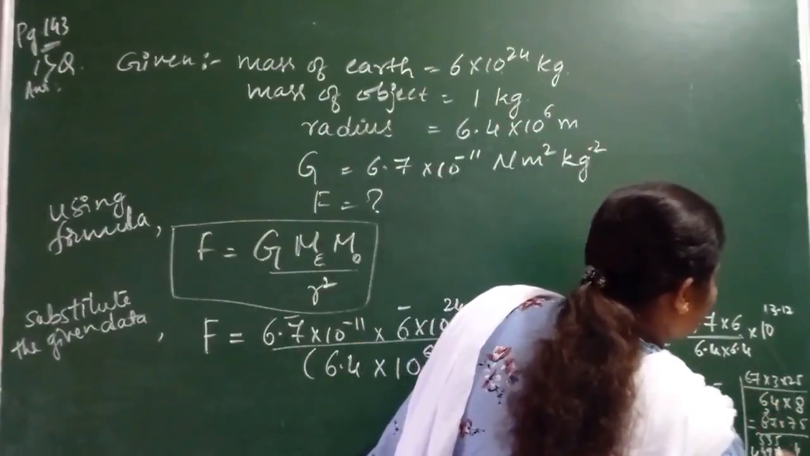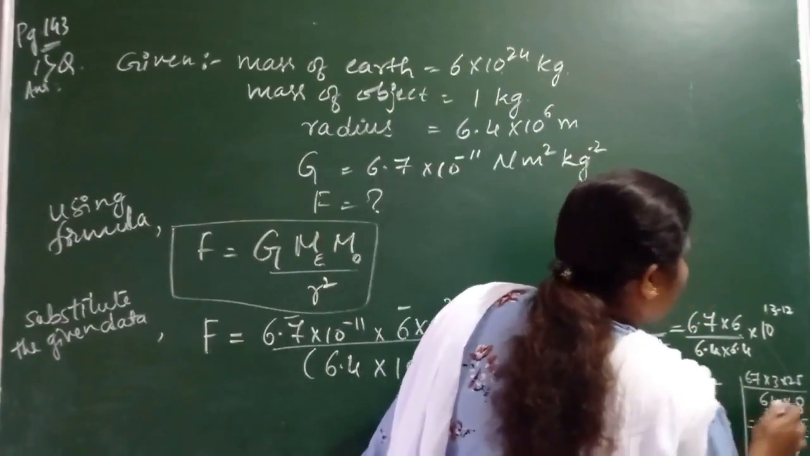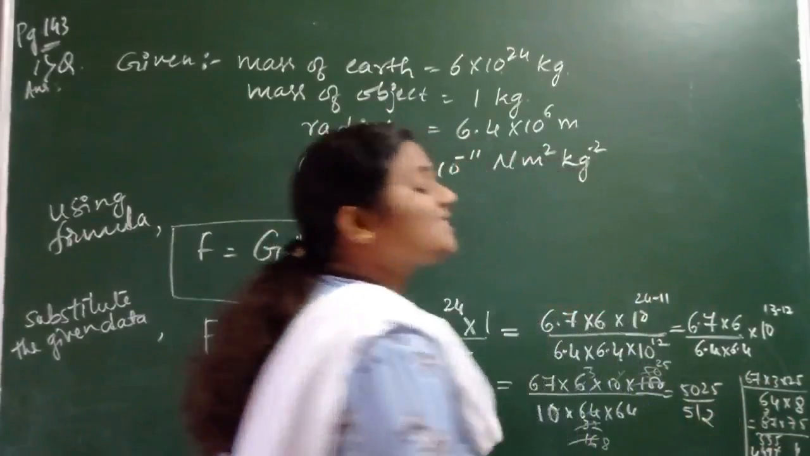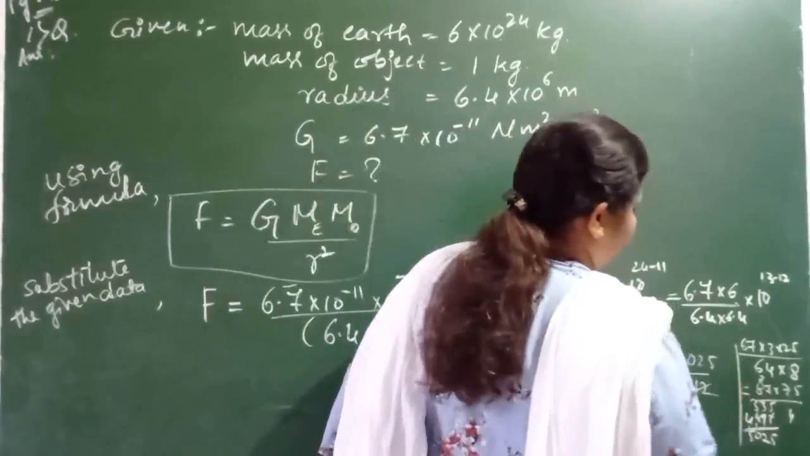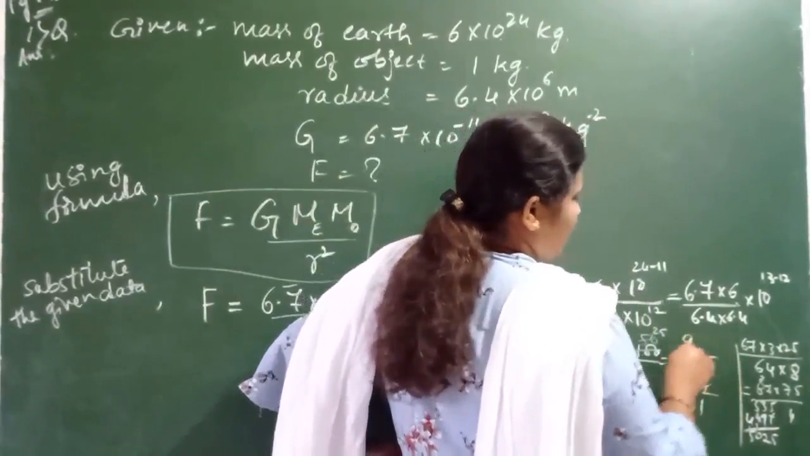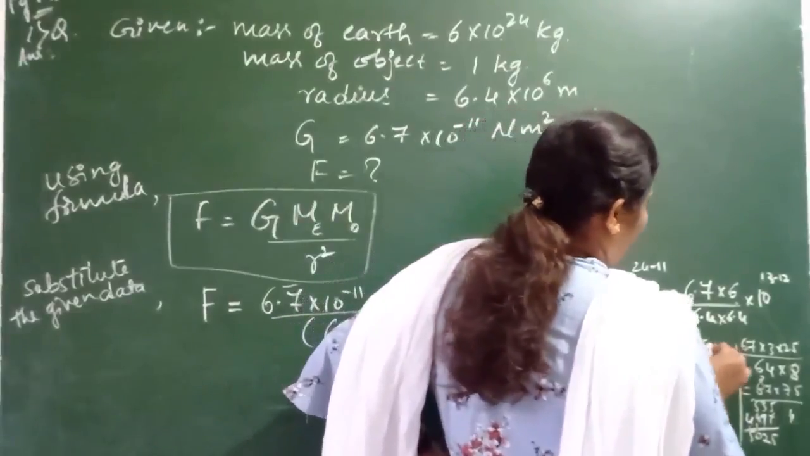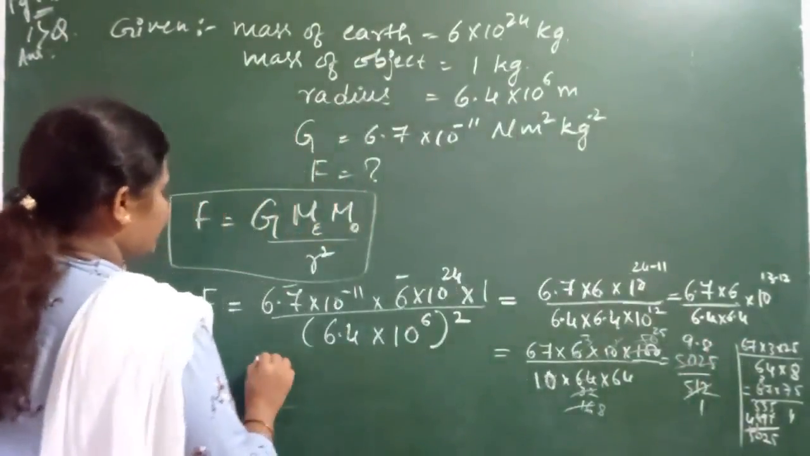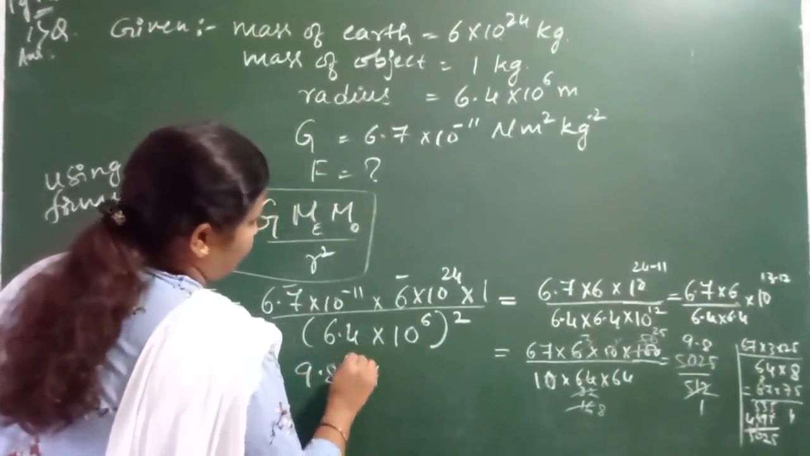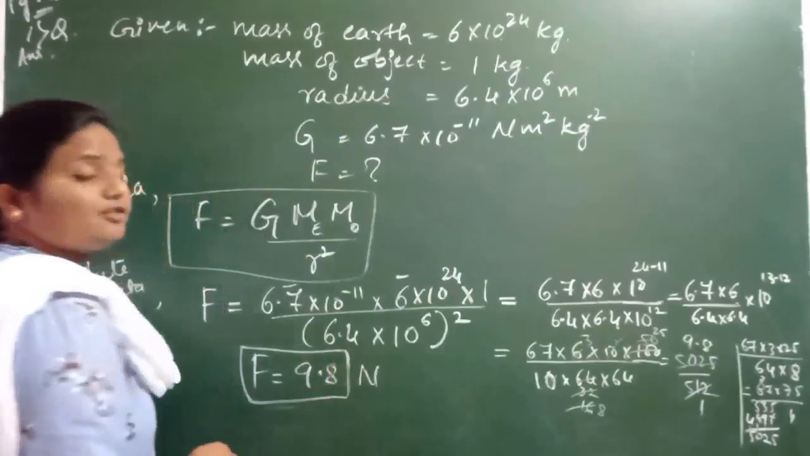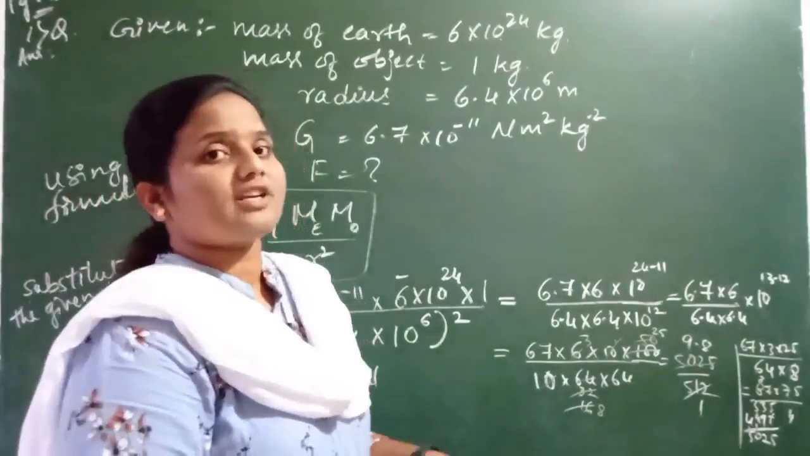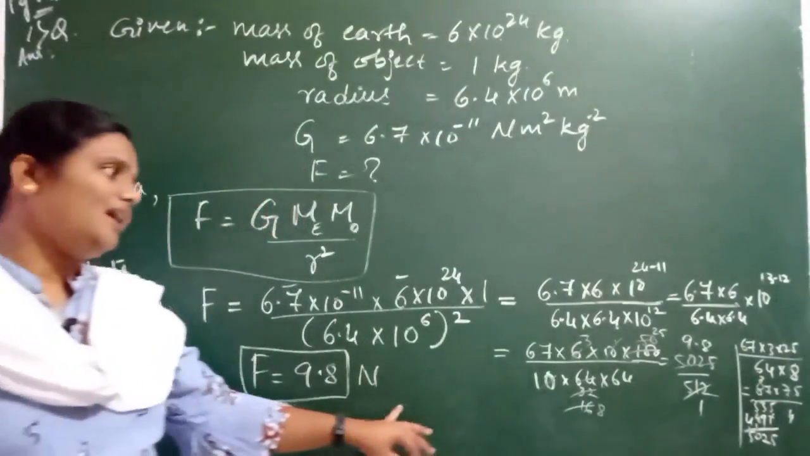5025. Then 8 4s are 32, 8 6s are 48 plus 3, 51. Okay, this is the value. Then 512. Then this is what? 9. Then 0.8. So what is the answer, children? The force is what? 9.8 newtons. This is the force, nothing but the magnitude. How much, children? The magnitude of the gravitational force is 9.8 newtons.